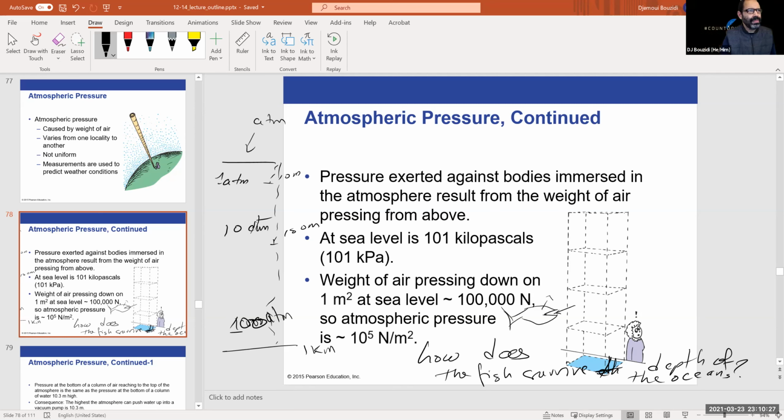Okay, very good. That's because the fish breathes the water. So that's your answer. If you want to survive that deep in the ocean, all you have to do is just breathe the water. Just breathe it in like you breathe the air. Make sense?